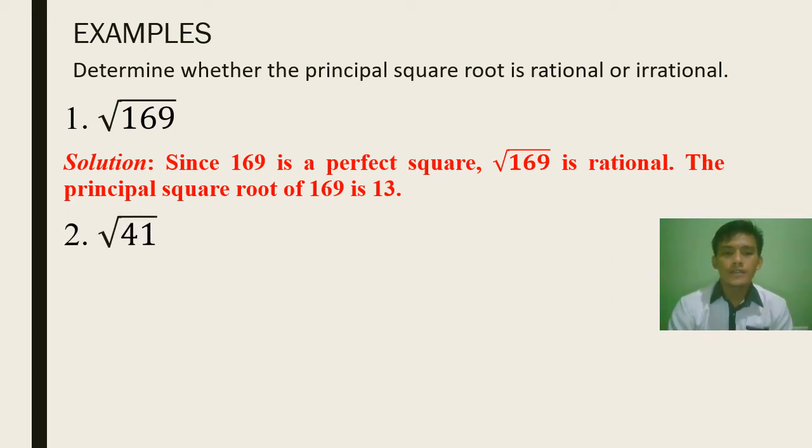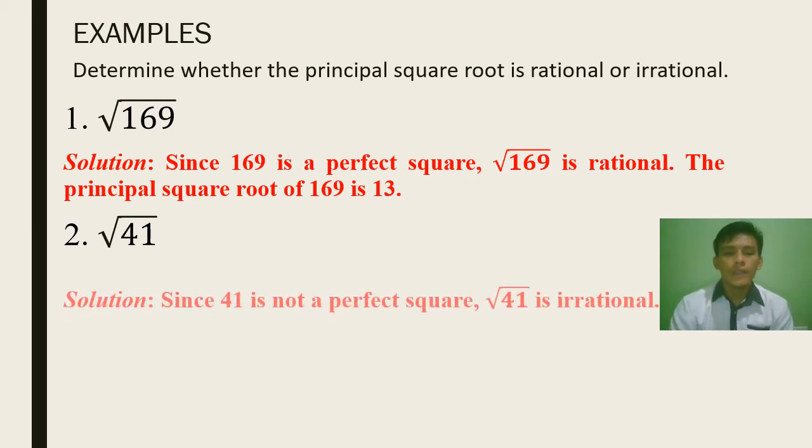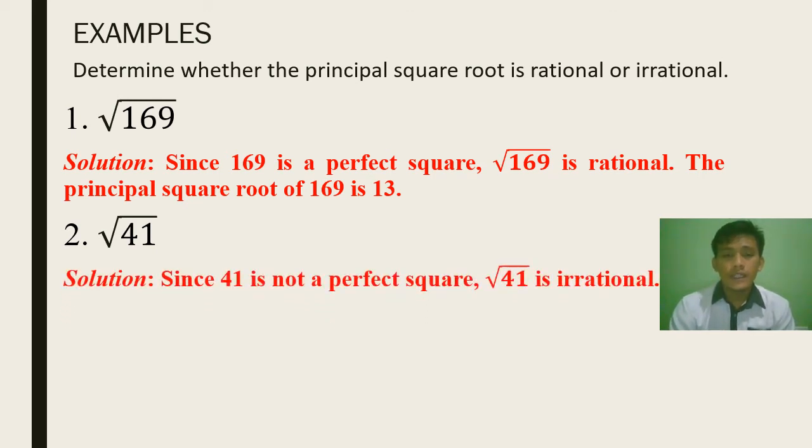How about the square root of 41? That is example 2. Since 41 is not a perfect square, therefore the square root of 41 is irrational.